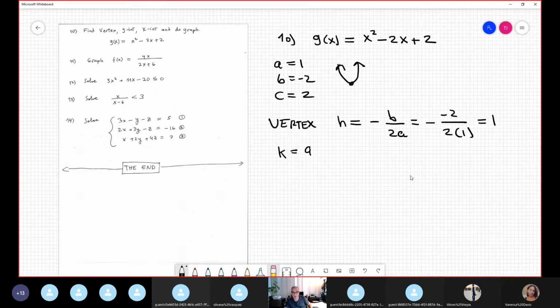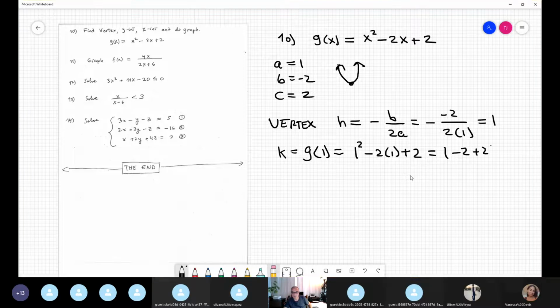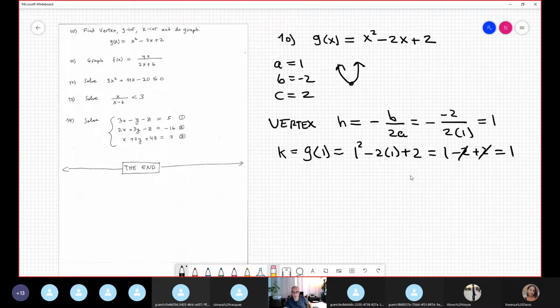Well, for K you evaluate G at 1, plugging 1 into the original equation: 1 squared minus 2 times 1 plus 2. So 1 squared is 1, minus 2, plus 2 is 1. So our vertex is located at the point 1, 1. At least I know that our parabola starts at 1, 1 and opens up.